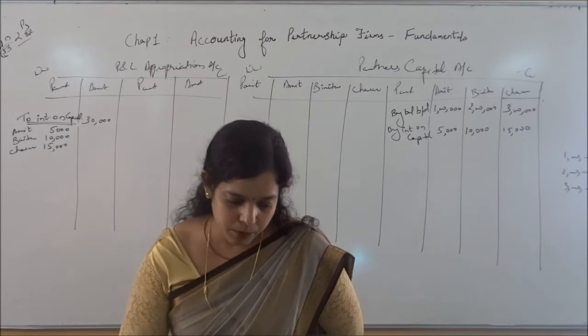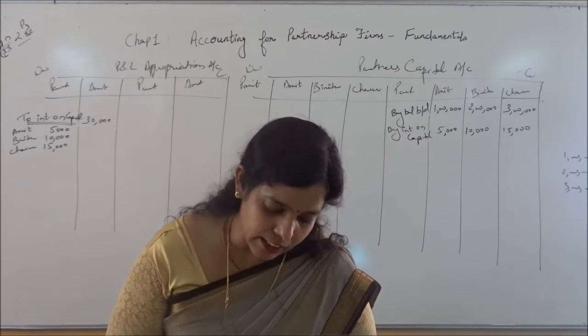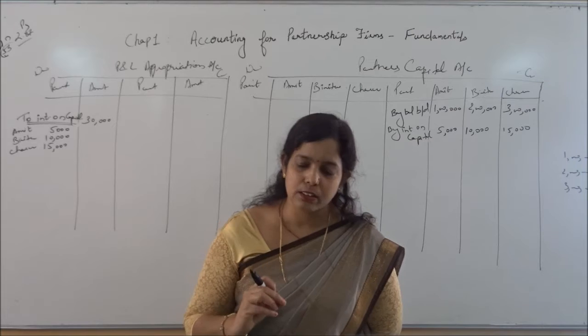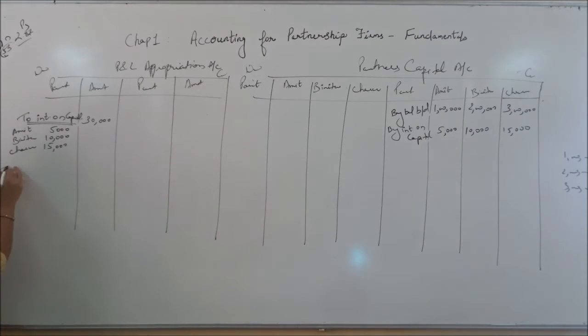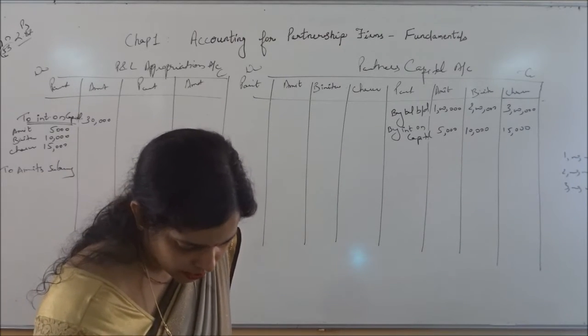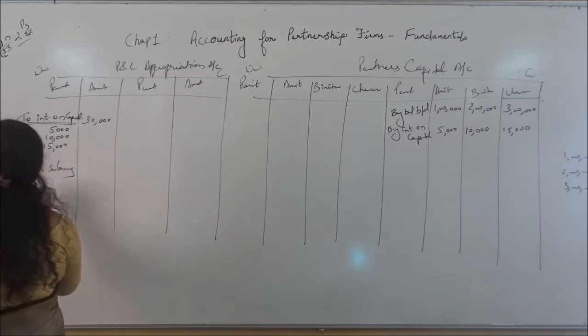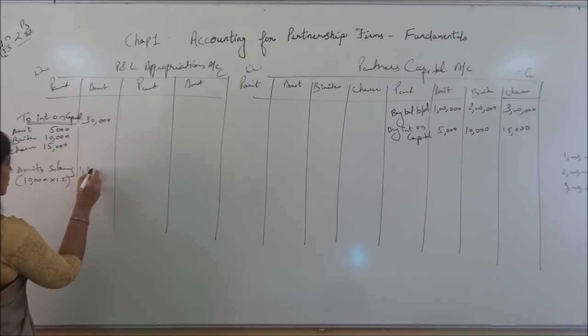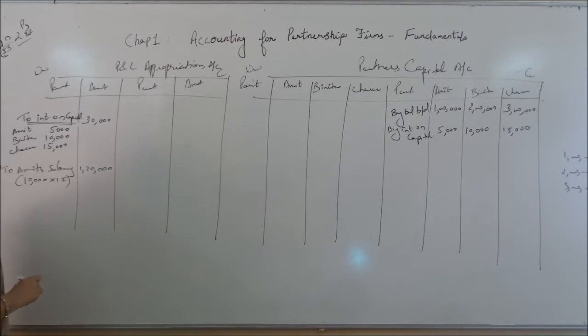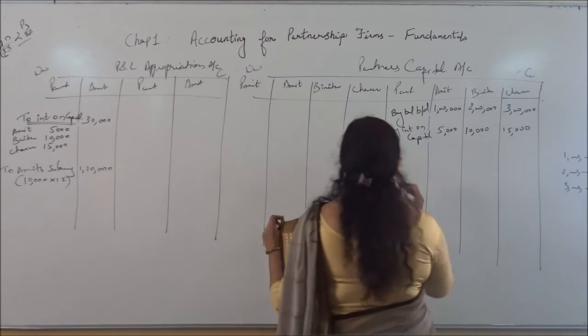Then the next item: Amit would get a salary of rupees 10,000 per month. Only one partner is getting a salary. What is given in the question? How much is he getting? 10,000 per month. It means 10,000 multiplied by 12. How much will it come? 1,20,000. Transfer it side by side, so we will not miss any item.